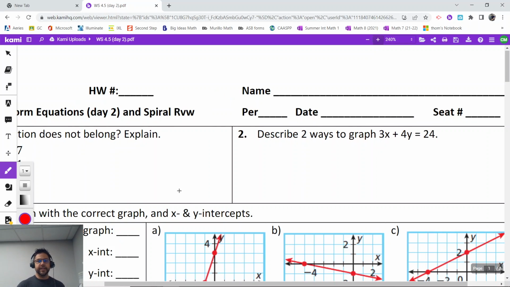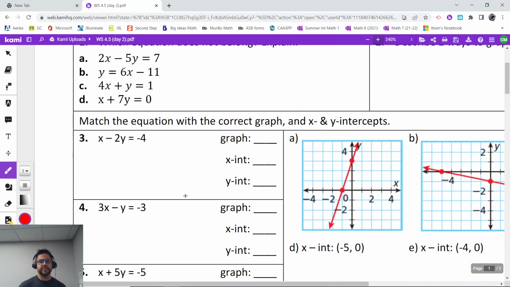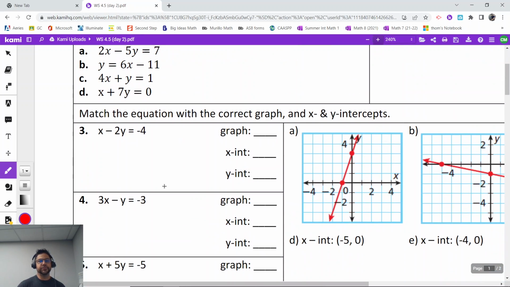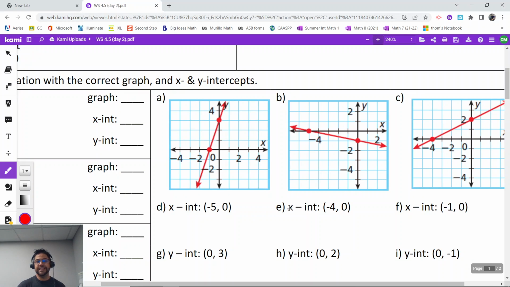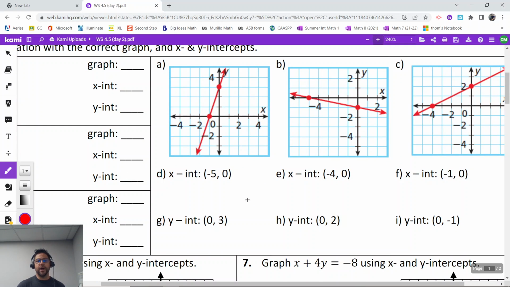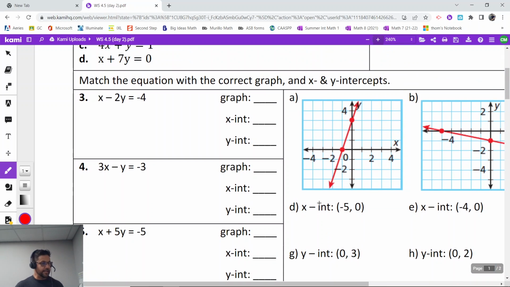All right, on number 3, I'm going to help you with one of them. Let's see, which one should we do? Let's do 3. Then you can do 4, 5. Notice how we're going to match up graph A, B, or C. The x-intercept, we're going to say D, E, or F. And then the y-intercept, we're going to say G, H, or I. All right, so let's go ahead and structure it.